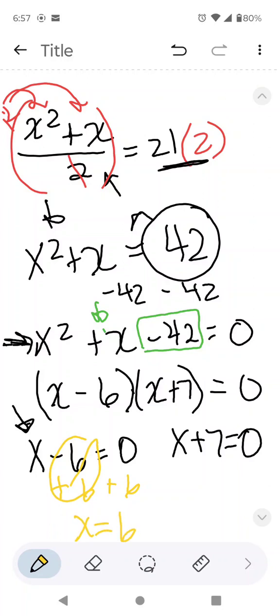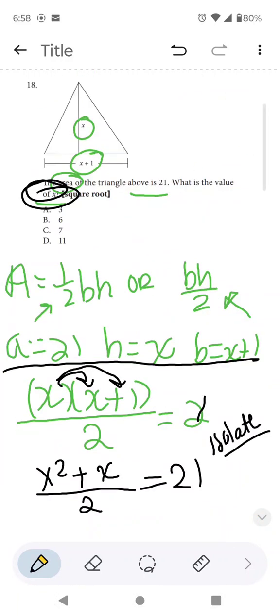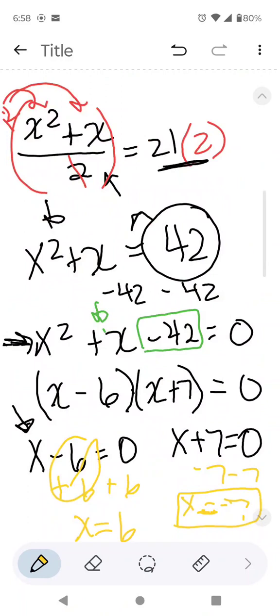Now this is x is equal to 6. Over here, we're going to minus 7 from both sides. So now I have x is equal to negative 7. Now, my problem asks me to determine what x equals. It says 7, 6, or 3. You see how it doesn't say a negative 7? Because whenever we're doing area, you can't have a negative height. You know what I'm saying? It can't be negative. So then my answer is going to be x is equal to 6.